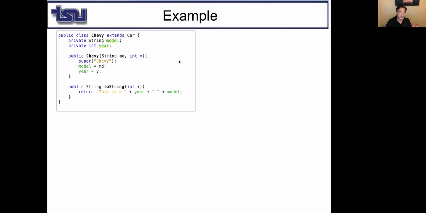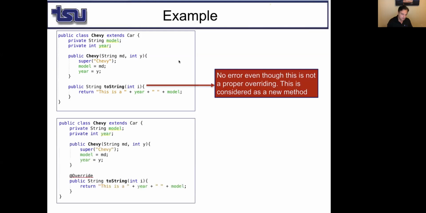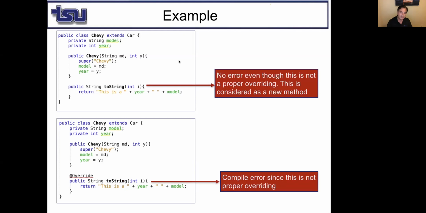Java, in this case, will consider that you are trying to create a brand new method called toString. You are not intending to overwrite the toString method of the Car class, so Java doesn't know this. However, if you put @Override right here, Java will know that your superclass has a toString method, which means you are trying to overwrite that method. At this point, Java is going to give you an error because this is not a proper overwriting. But without it, Java will not give you an error because it will not know that your intention is to overwrite the toString method. I hope you understand. This is just a convenience. If you put that one, it helps.